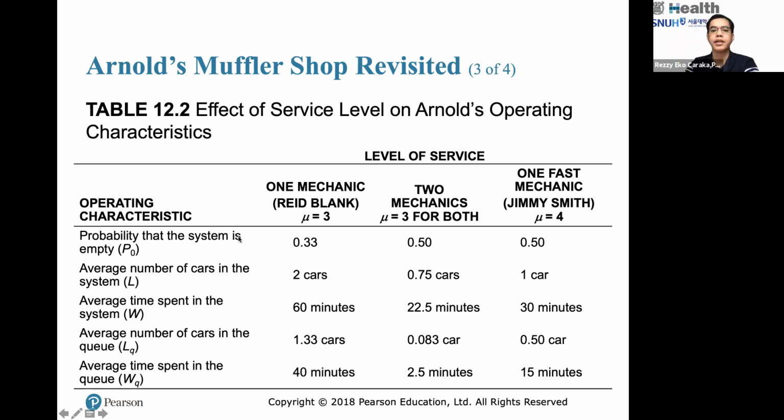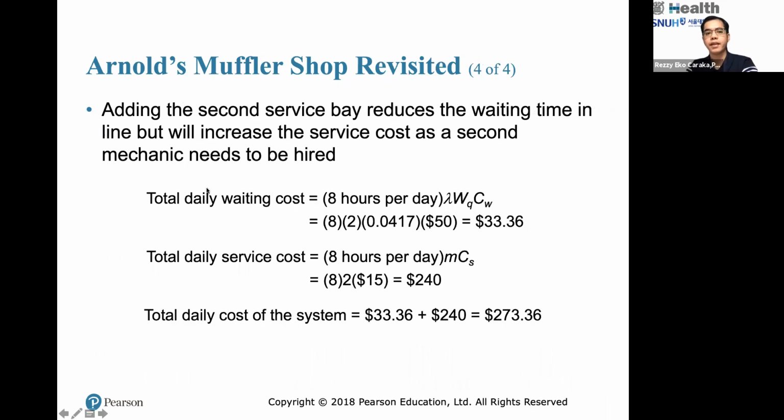So once we have the one mechanic, we have this information. Now we have the two mechanics, so we have this information as well. And last but not least, we have the information about the one fast mechanic. So we can calculate which level of service is needed in our business area. By adding the second server, we reduce the waiting time in the line, but it will increase the service cost as a second mechanic needs to be hired.